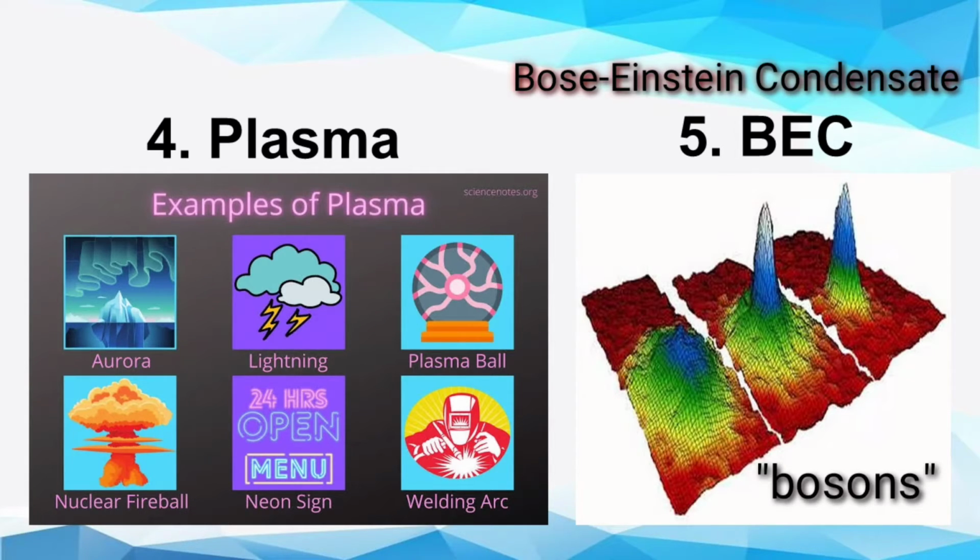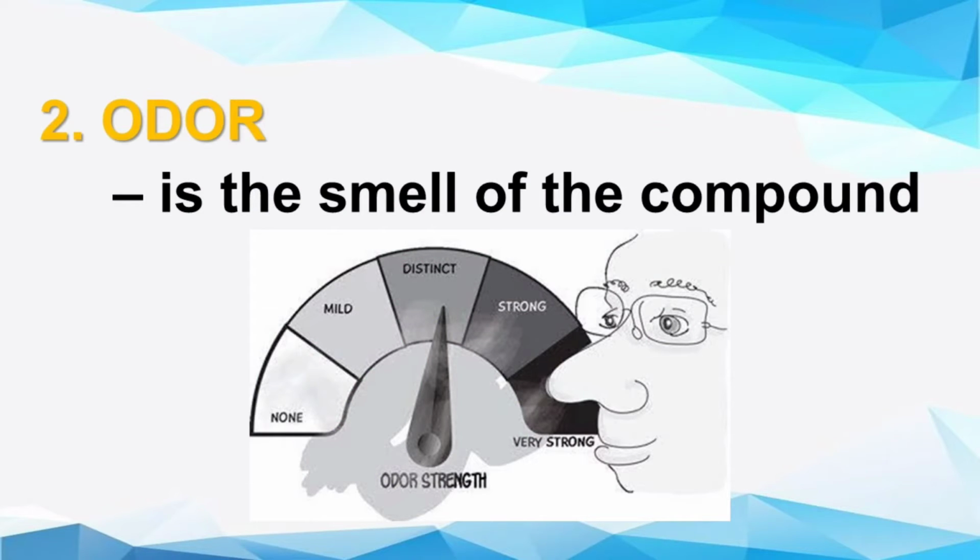Next property is the odor. It refers to the smell of the compound. In this illustration, we can see that the strength ranges from none to mild to distinct to strong up to very strong. But later on, we will only use weak or strong to describe the odor of our compound.